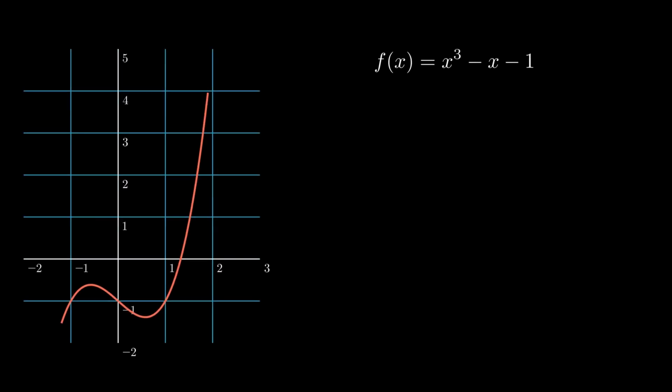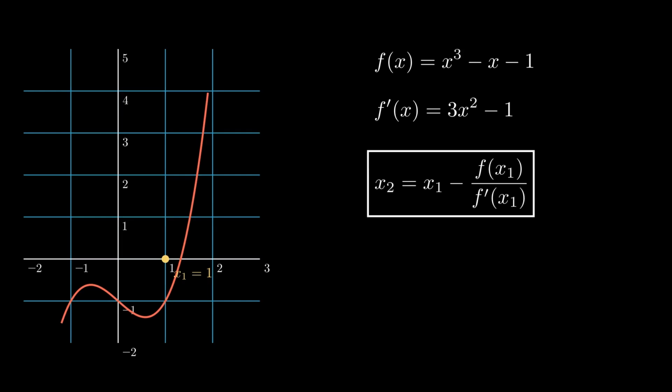Let's make our first guess. x equals 1 looks closer to the root than x equals 2. So let's start with x equals 1 as our first guess. Next, let's get the derivative so we can use our formula. And the derivative of our function is 3x squared minus 1. Now let's use our formula to get our next guess. Plug in our guess everywhere you see x1. And you can see our second guess, x2, gets closer to the real root.